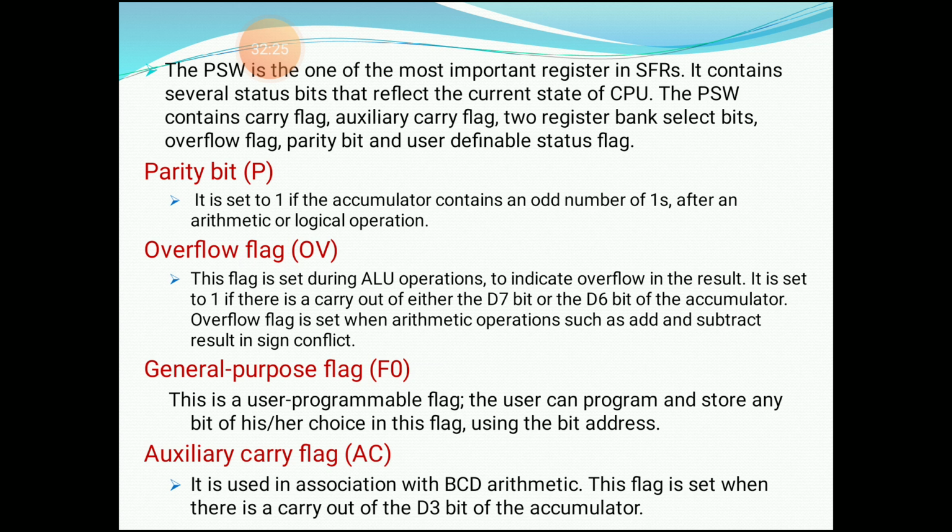General purpose flag 0 is a user programmable flag. The user can program and store any bit in this flag using the bit address. The auxiliary carry flag is used in BCD operations. This flag is set when there is a carry out of the D3 bit of the accumulator.